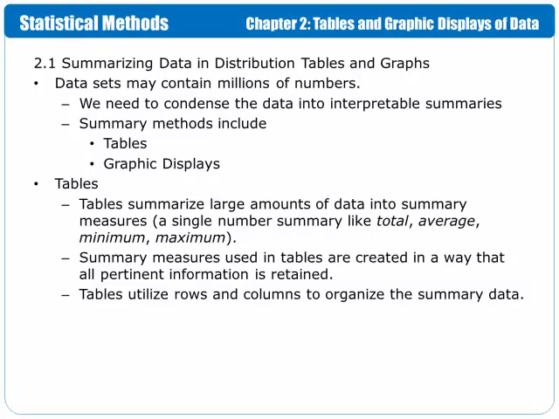We need to condense that data into interpretable summaries, and the two ways of doing that are by tables and graphic displays of data. The tables summarize large amounts of data into summary measures like the total or an average, minimum or maximum. Those summary measures used in the tables are created in such a way that all the pertinent information is retained. Tables utilize rows and columns to organize the summary data.